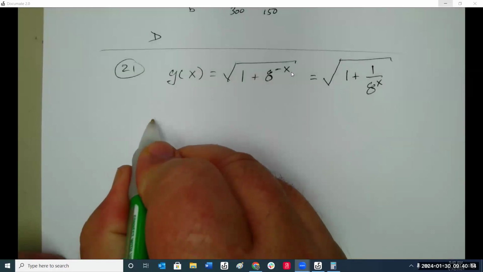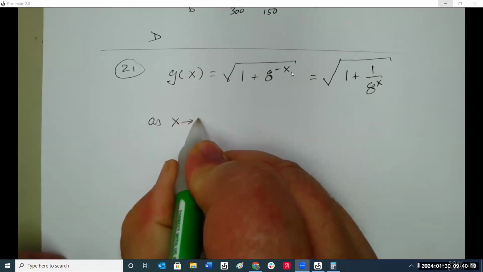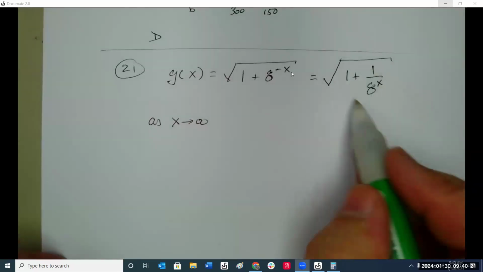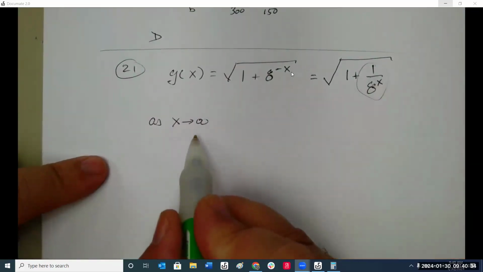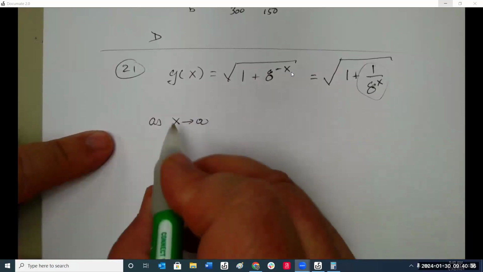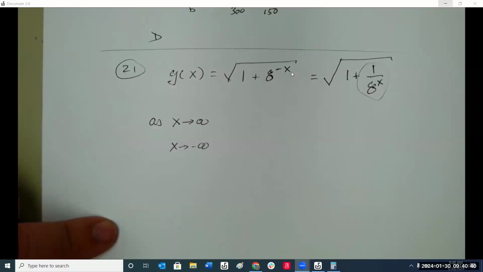So as x goes to infinity, what happens to this number? It becomes smaller. Eventually it goes to where? It gets so small, it gets close to zero. And in the other direction, as x goes to negative infinity, what happens to the function?